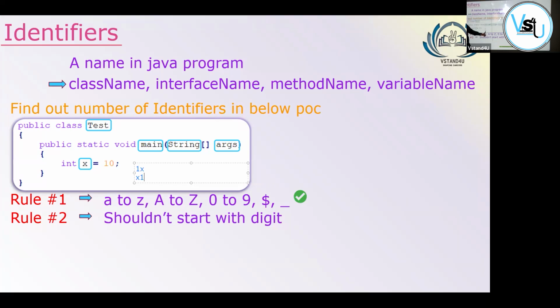Am I making sense to all of you? X is an alphabet. You can start with alphabet, you can start with a special character, but not with digit. If you start giving any name starting with digit, compile time error will come. Invalid identifier. Am I clear? Everybody making sense? Online folks, quick confirmation. Both the rules are clear.